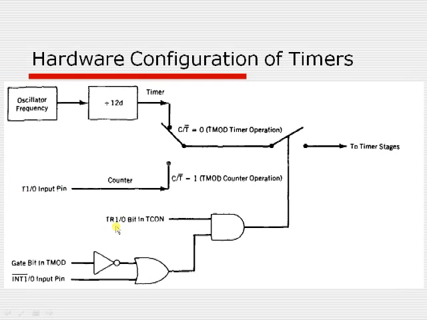Now assuming that this TR bit is 0, and the GATE bit is 0, the output of the NOT gate is 1, and as one of the inputs to the OR gate is 1, the output of the OR gate is 1.